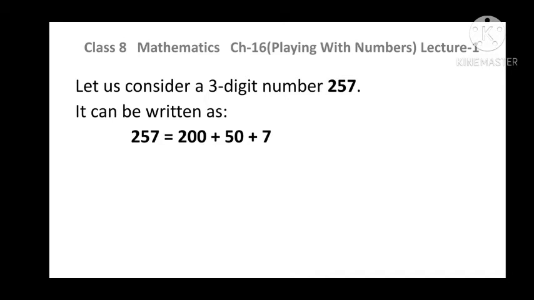Here 2 is at hundreds place, 5 is at tens place, and 7 is at ones place. So 100 into 2 plus 10 into 5 plus 1 into 7. 2 is at hundreds place, so it will be multiplied by 100. 5 is at tens place, so it will be multiplied by 10. 7 is at ones place, so it will be multiplied by 1.